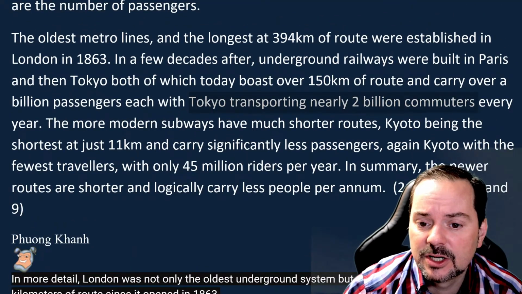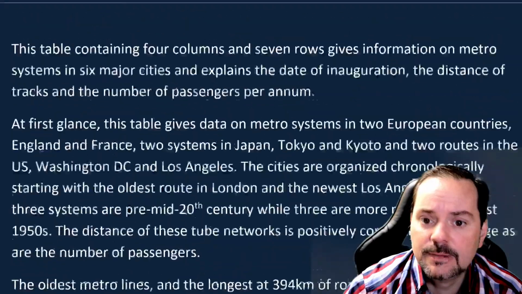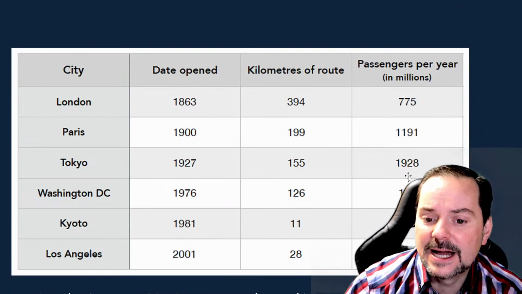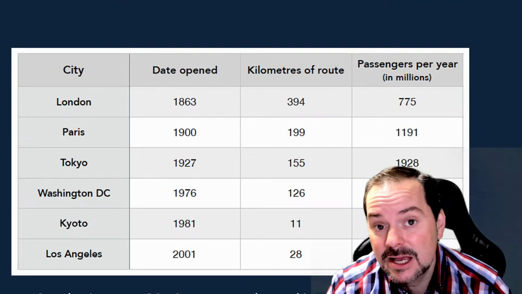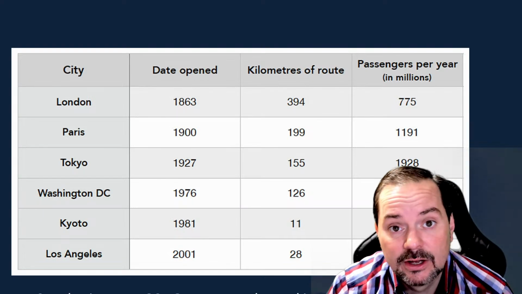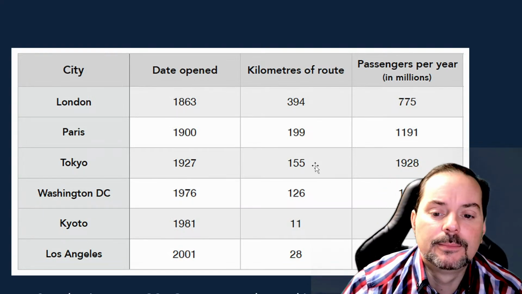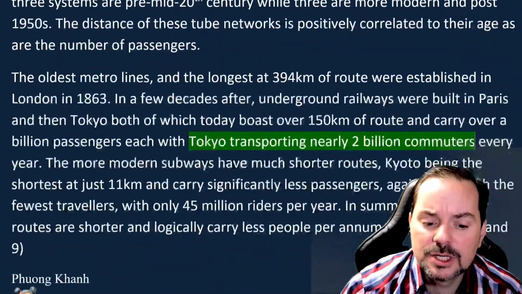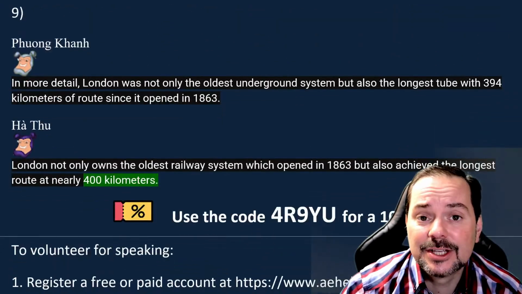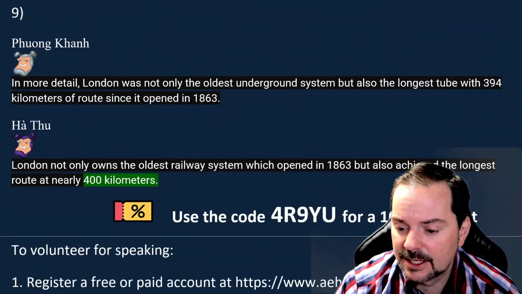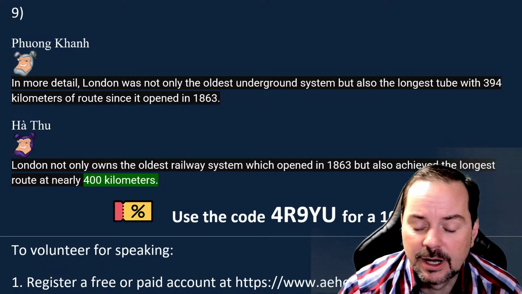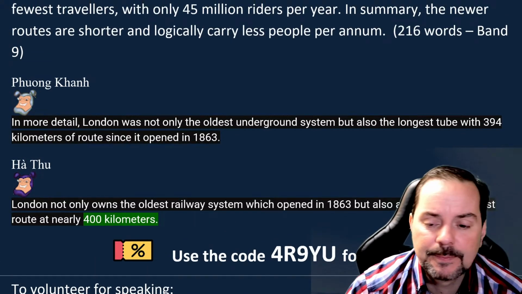Tokyo's transporting nearly 2 billion commuters, right? Because 1,928 million is just 72 million shy of 2 billion. Big numbers, but close enough. So interpretation is super important for great band scores. So that was really good. I like it. Okay. All right.